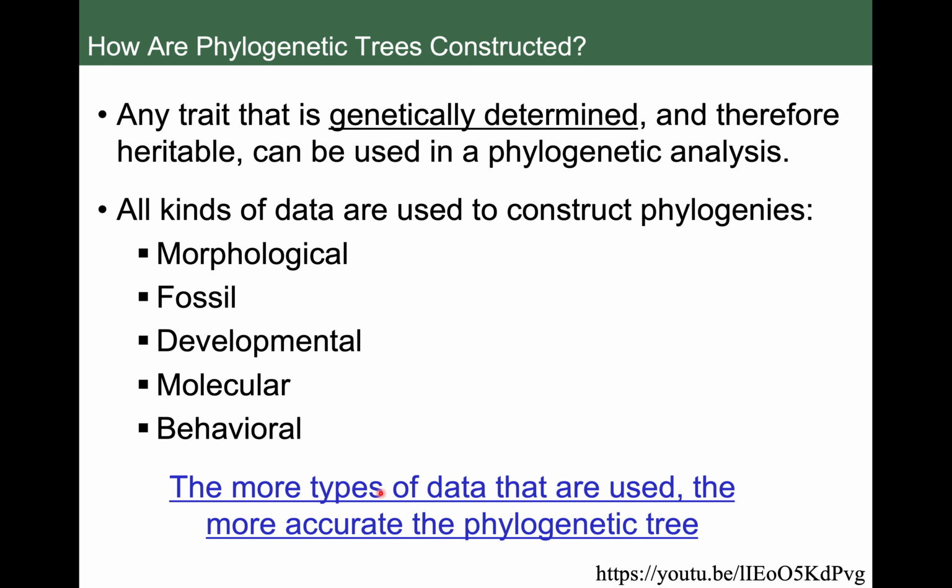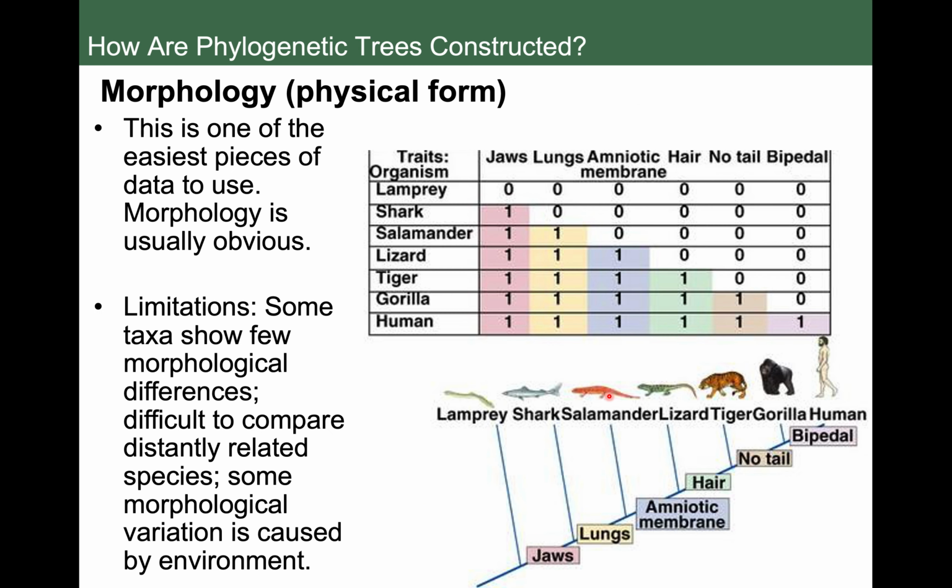And I will link to this video that gives a very nice illustration of how some of these different types of data can be used to piece together the evolutionary history, phylogeny of one particular group, in this case the cetaceans, whales. But I encourage you to check that out. So what I want to do is just run through some of these different types of data real quick.